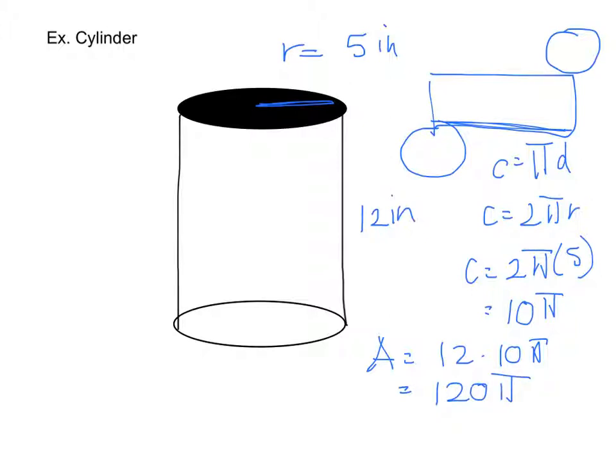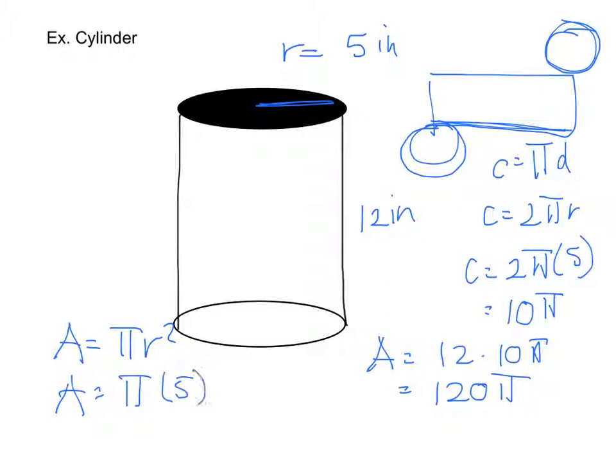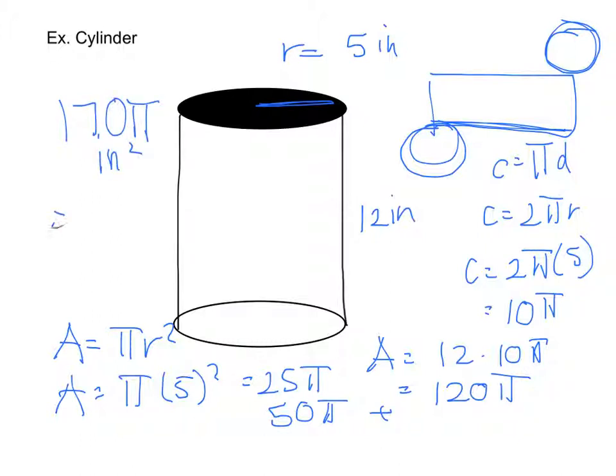And then the area of our 2 circular bases, so of one, it's going to be pi r squared. So we insert our radius value, that's 5 squared, or 25 pi. And if we have 2 of those, it's going to be 50 pi. So our total surface area is going to be 170 pi inches squared. And if you really want to multiply that out, that is going to be 534.07 inches squared.